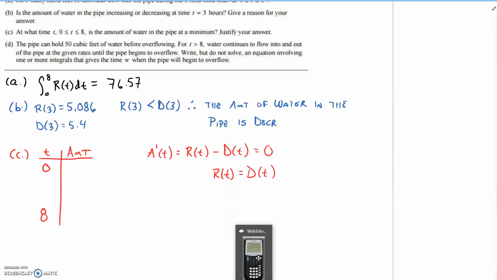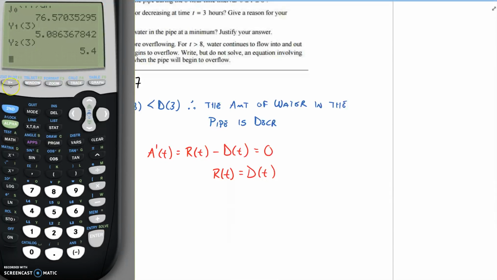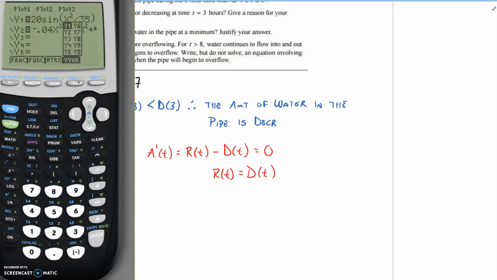So we're going to solve that using our calculator. In y1 I have r of t, and in y2 I have d of t, and in y3 I'm going to put r of t minus d of t. And then I'm going to turn these two functions off so I don't see them.